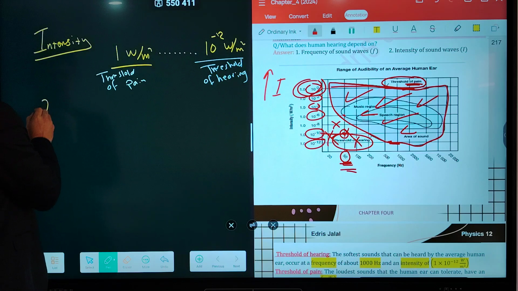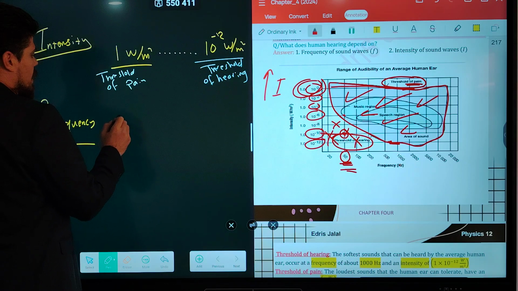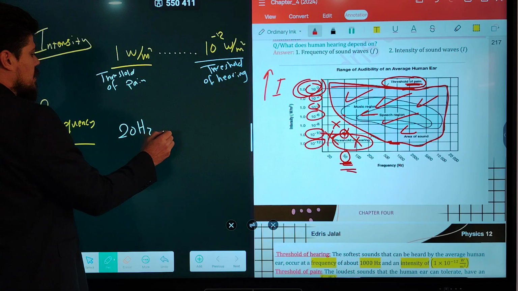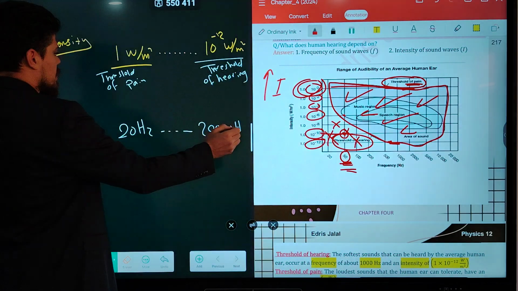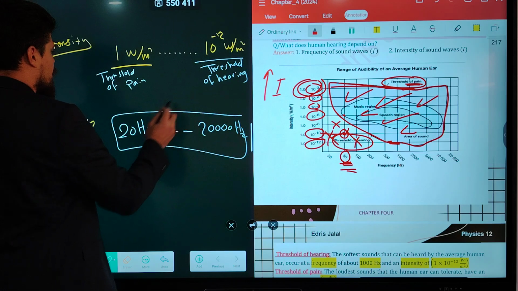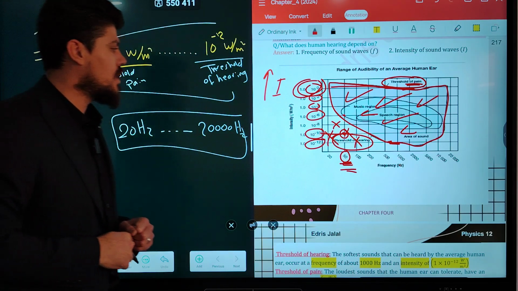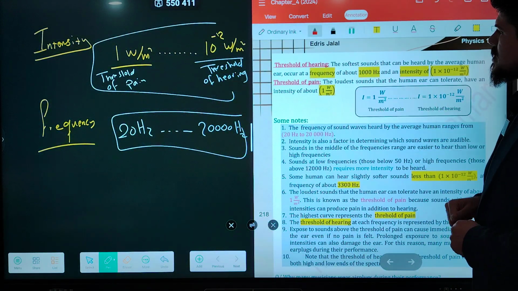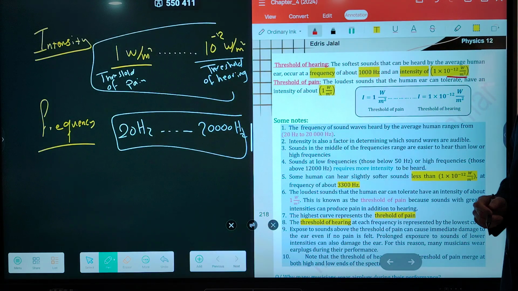But the range of frequency, so this range is very important. Be careful. The range of frequency, as we studied, is between what? 20 hertz to 20,000 hertz. What is this? This is the range of frequency, but the range of intensity is between 1 watt per meter square to 10 power negative 12 watt per meter square. What is threshold of hearing, which is equal to 10 power negative 12?